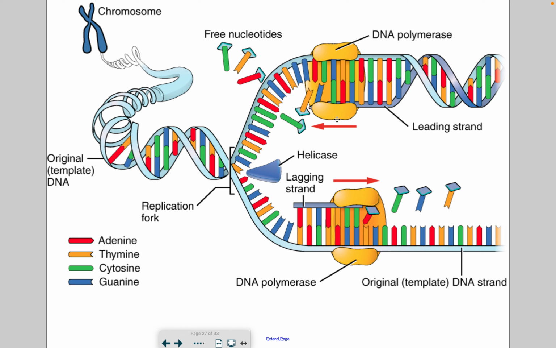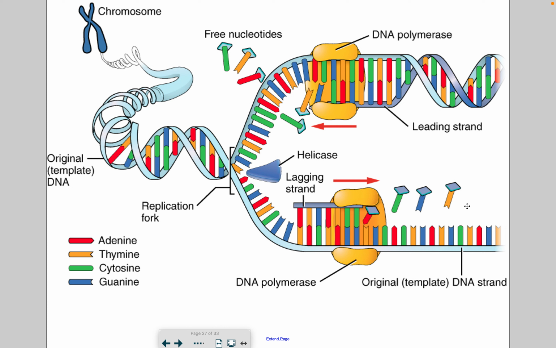Now, because DNA has directionality, one side of the strand is called the leading strand because DNA polymerase can just follow DNA helicase. But the other side is called the lagging strand because it can bind to where DNA helicase is, but it has to go this way because of directionality. And then as it's moving this way, DNA helicase continues to unzip. So now we have all these nucleotides exposed.